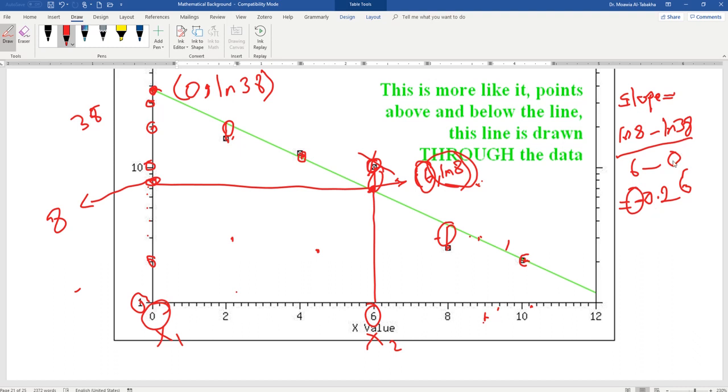This is the inclination. But what is the intercept? The intercept is what is y when x is 0. What is y? Is it 38 or ln 38? Here again, I'm talking about a straight line. This will not be a straight line without logarithmic treatment here. So your intercept is equal to ln 38.